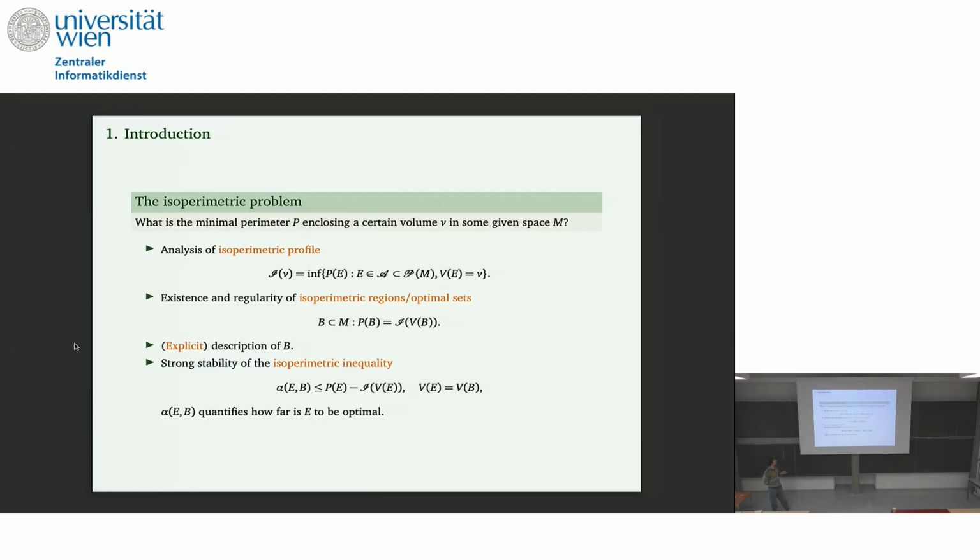Then the second point is the existence and regularity of isoperimetric regions. In this talk, I will speak about isoperimetric regions, isoperimetric sets, optimal sets, minimal sets. All of those are synonyms for sets that actually attain the minimum of the isoperimetric profile.